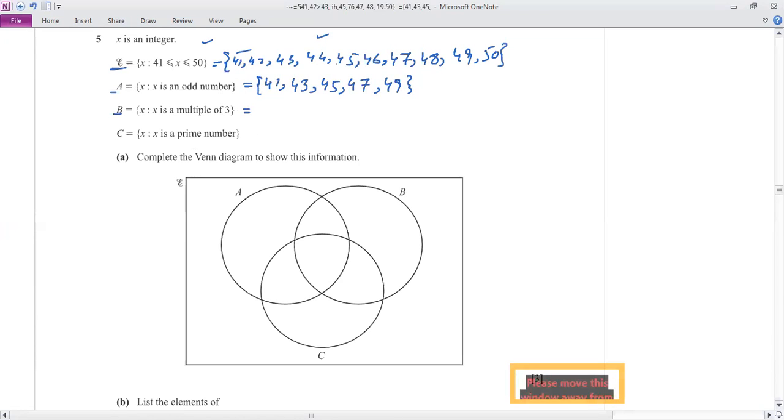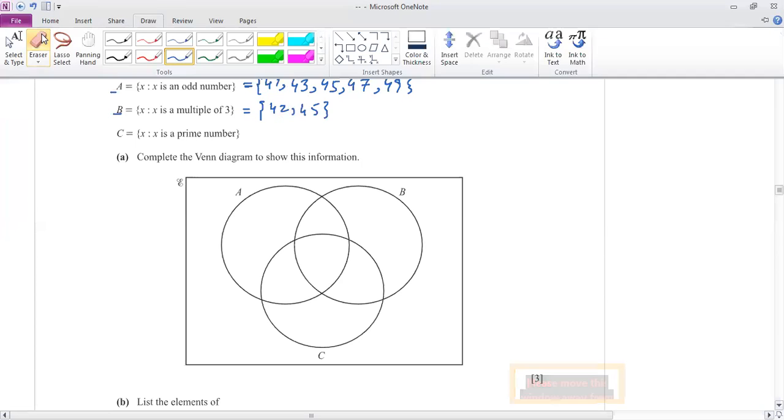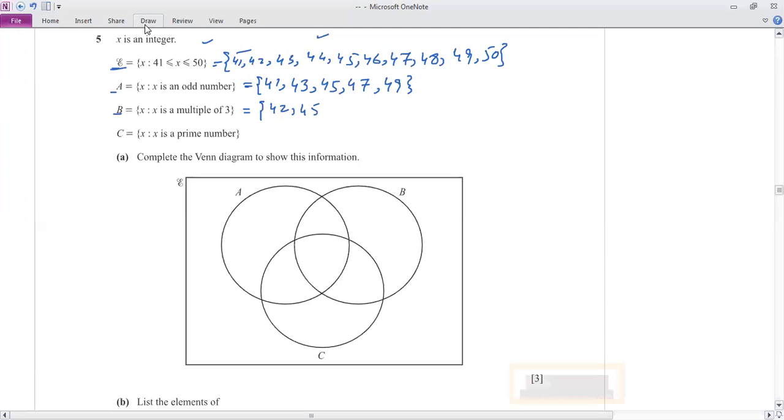Now from these given numbers, which numbers are multiples of 3? Is 42 a multiple of 3? Yes, 42 is a multiple of 3, because if you divide 42 by 3, it can be divided. Then 45 is a multiple of 3. And 48, 48 also is there. I should write 48 too. 48 is also a multiple of 3. Again, I'm repeating, don't take any other multiple. You must choose from the universal set.